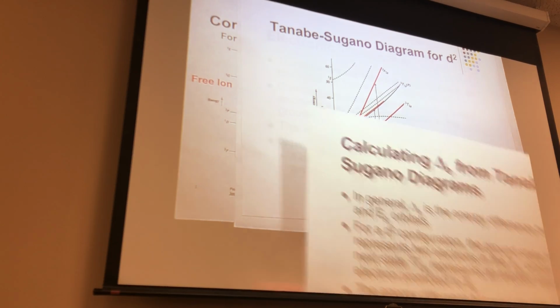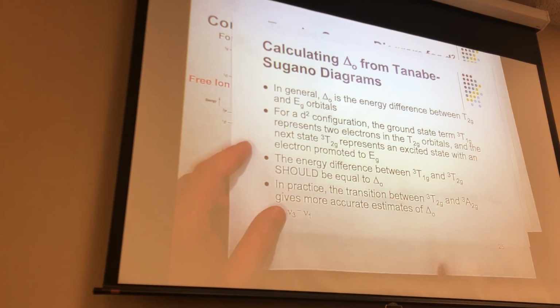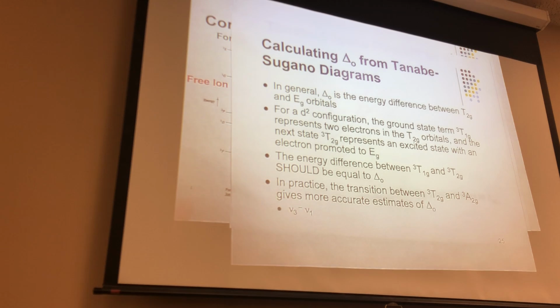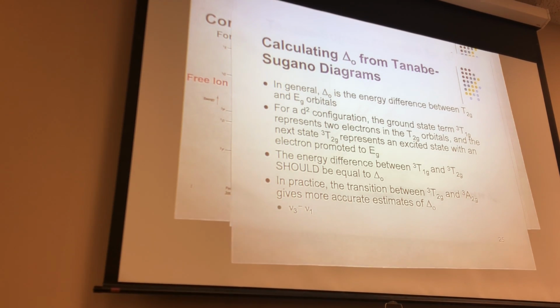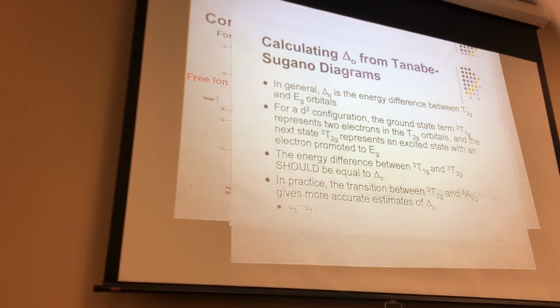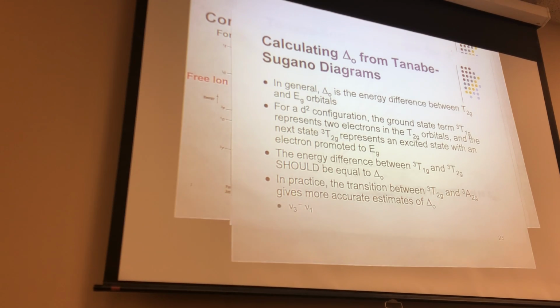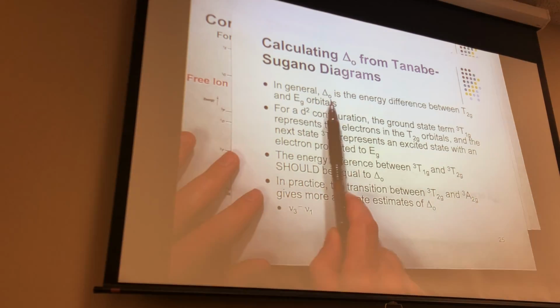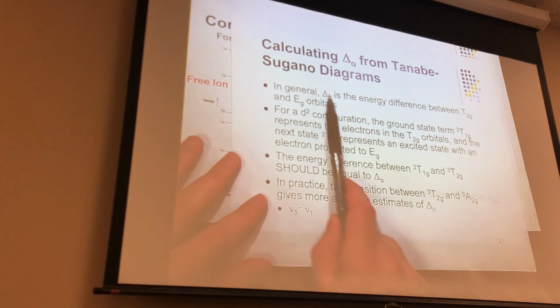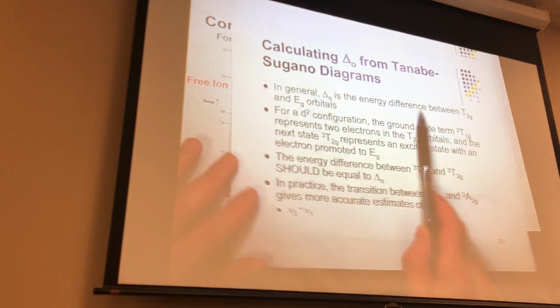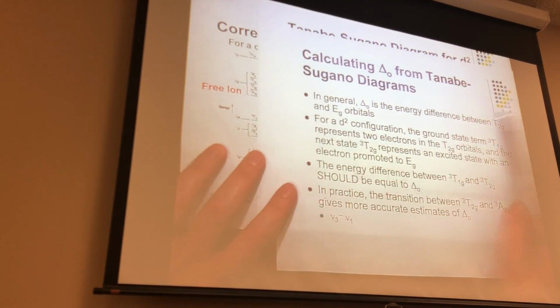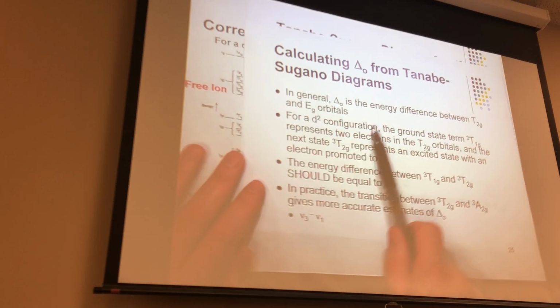So let's talk about what to do here. It's a lot of words, and I just try to be careful in this because this is complicated. I want to give you something to read. This is also described in the book, but it's not particularly easy to get a hold of. So, in general, the octahedral field is defined as the difference in energy between the T2g and eg orbitals.